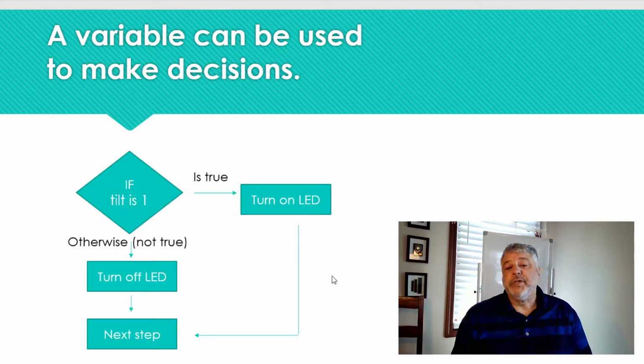For our tilt switch, our decision is going to look like this. If tilt, our variable, is 1, that means the board is tilted and we should turn the LED on. Otherwise, we should turn off the LED. If the LED is already turned off, it's okay to turn it off again. That won't hurt anything. But if the board was tilted and then it went flat, we would need to turn the LED off because we just turned it on.